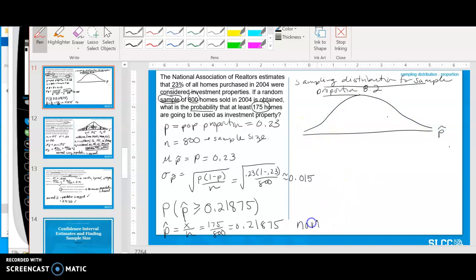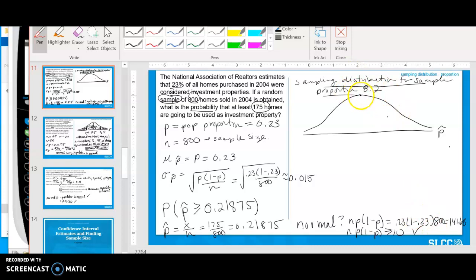And it is normal because np times 1 minus p, which is 0.23 times 1 minus 0.23 times my n, which was 800, equals 141.68. And so that means that my np times 1 minus p is greater than or equal to 10, because 141.68 is greater than 10. So we can go through and utilize our normal distribution up here.